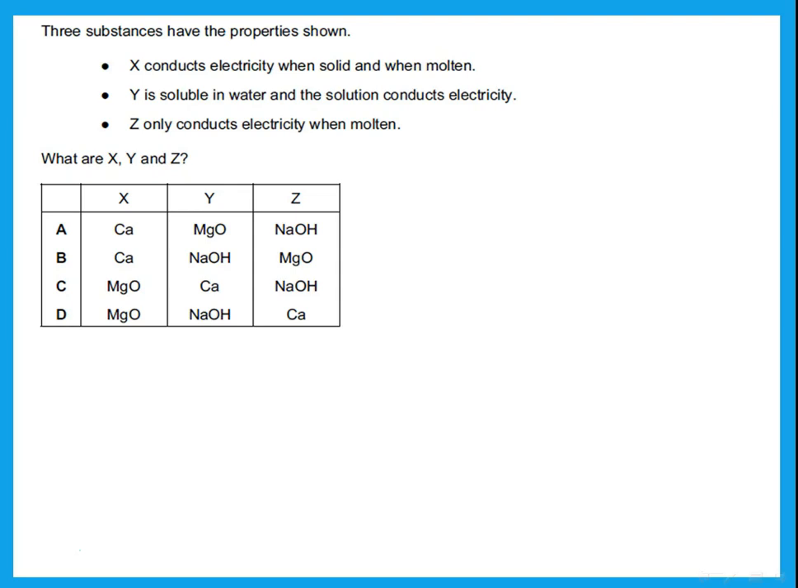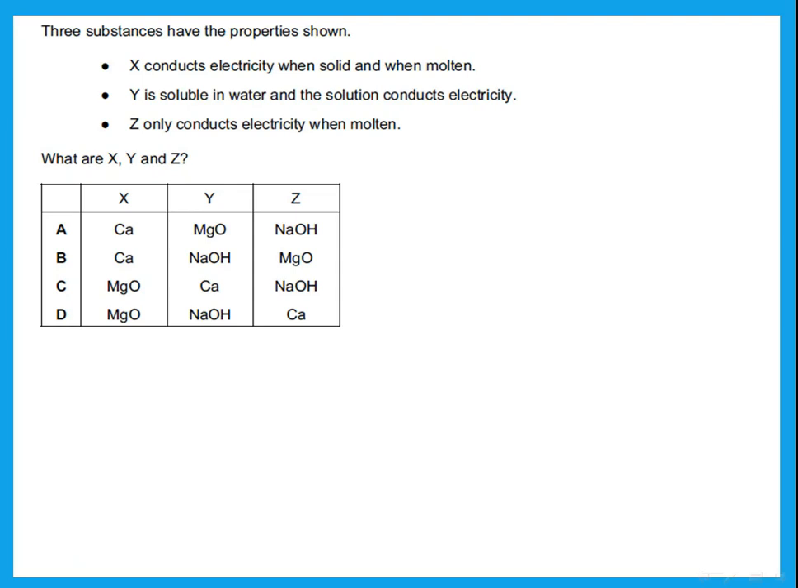Okay, Y. Y is soluble in water and the solution conducts electricity. Now, soluble in water means it has to be the sodium hydroxide, not the magnesium oxide, because magnesium oxide is something that doesn't dissolve in water, while sodium hydroxide dissolves in water. Conducts electricity as a solution, so that will have to be sodium hydroxide, because calcium is a metal, it's not something that dissolves in water.